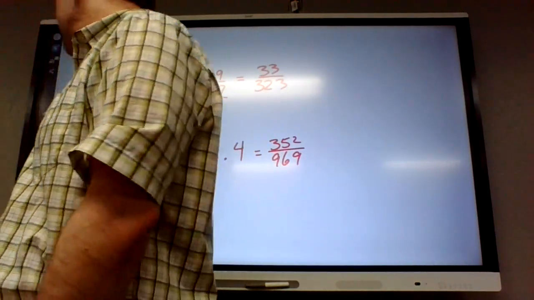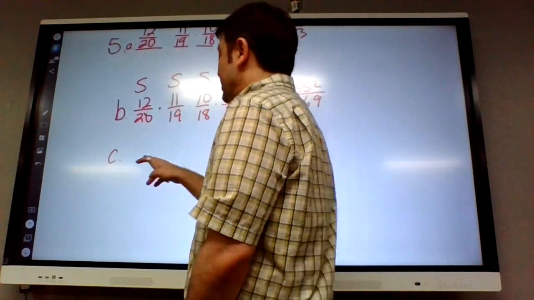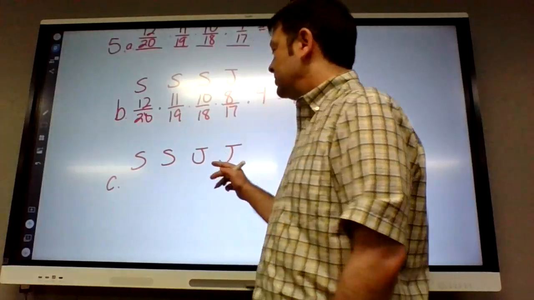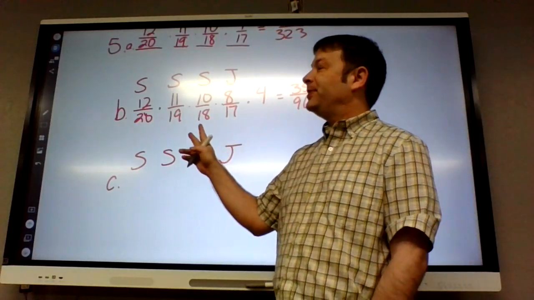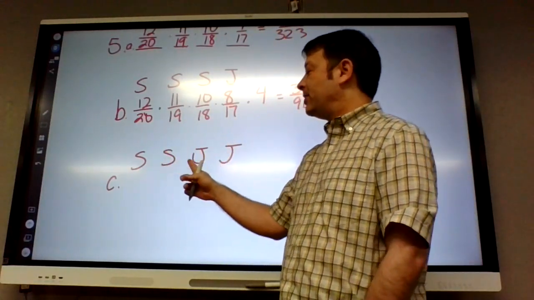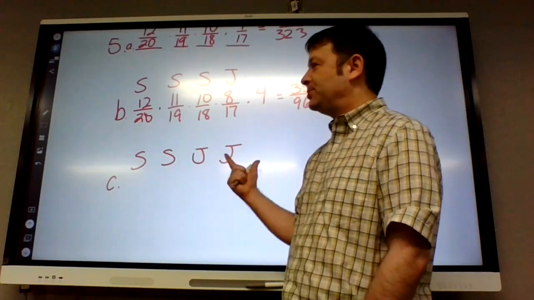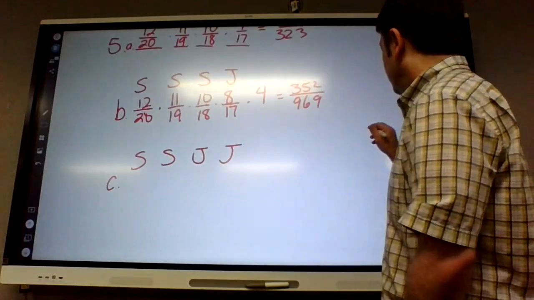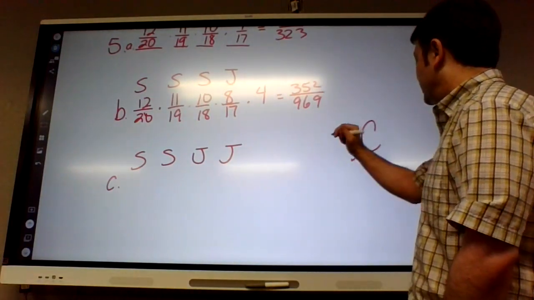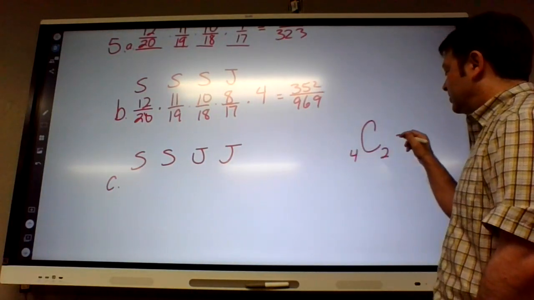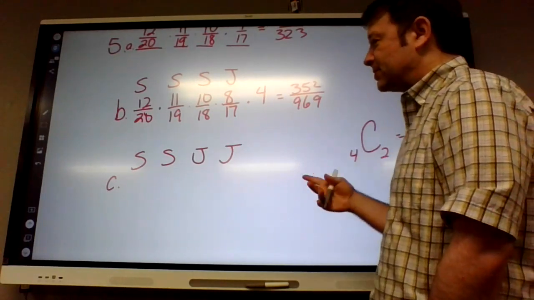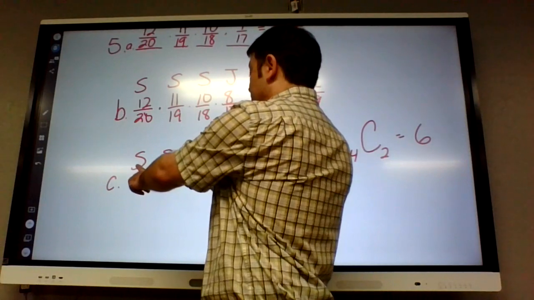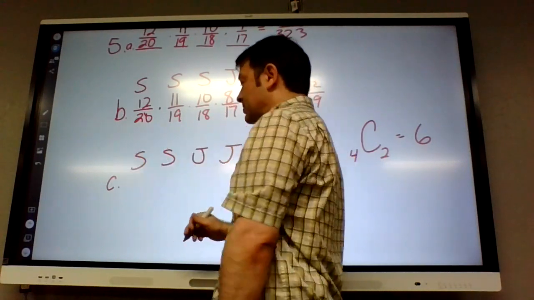Number C, exactly 2 seniors. Okay, let's see. So one way that could happen is senior, senior, junior, junior. See if you guys remember from yesterday. 6. How many different combos? If you have 4 spots choosing 2, there's 6 different combos. Yeah. 6. So we could do 4 choose 2 on the calculator to say there's 6. There's 6 ways this could happen. Could be senior, junior, senior, junior. Could be senior, junior, junior, senior. Anyway, there's 6 of them.